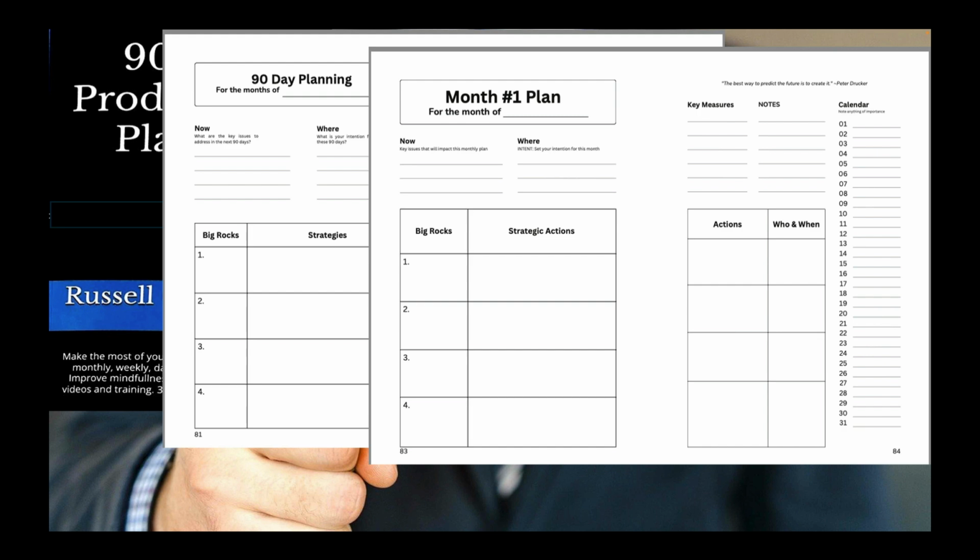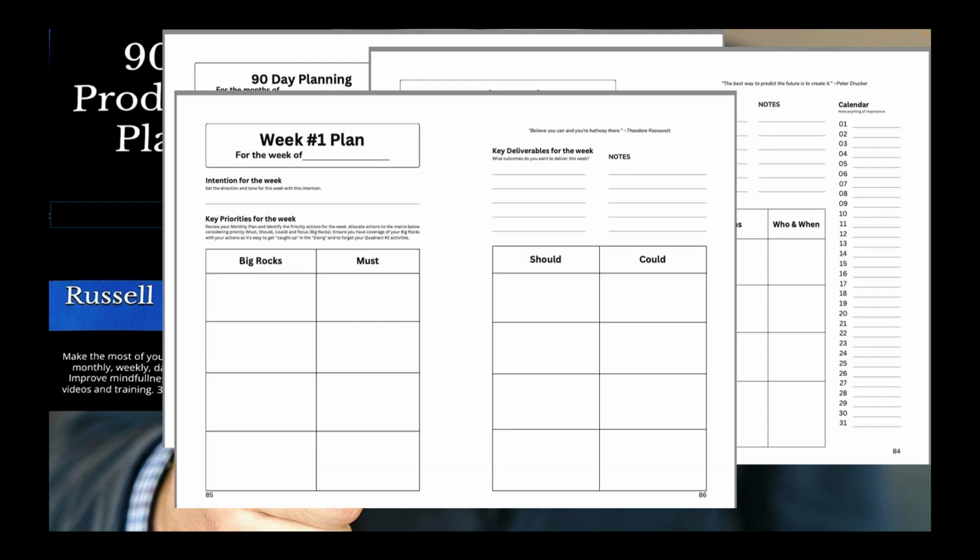What are we going to do? How are we going to get there? Then we go to a weekly plan. We focus on what are the must-do activities, or should-do activities, could-do activities for that sort of stuff. Think about the language up the top here. We're talking about key deliverables for the week, all that sort of stuff.